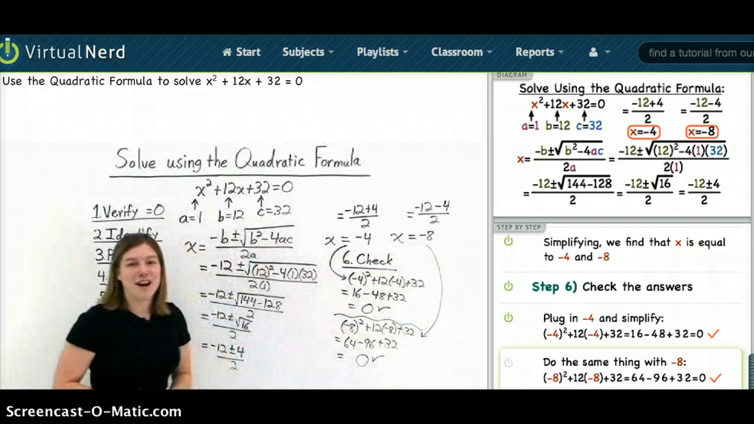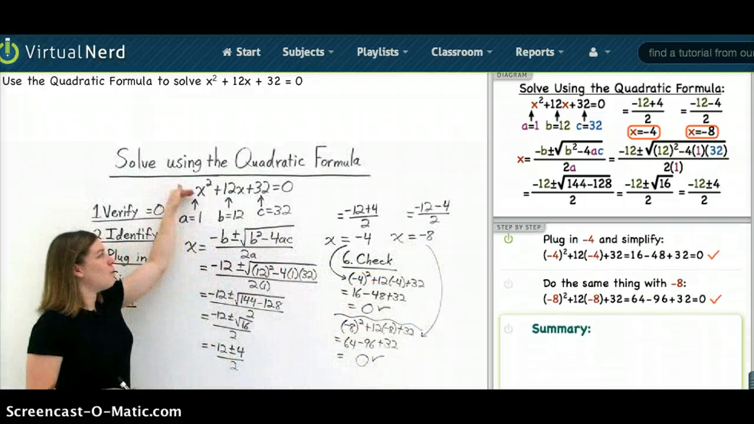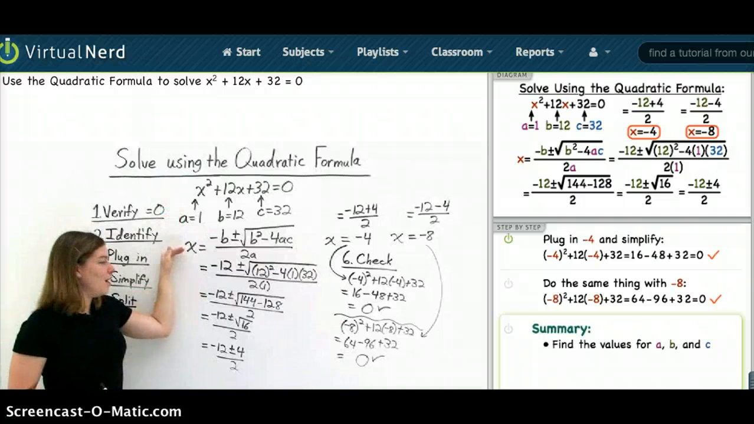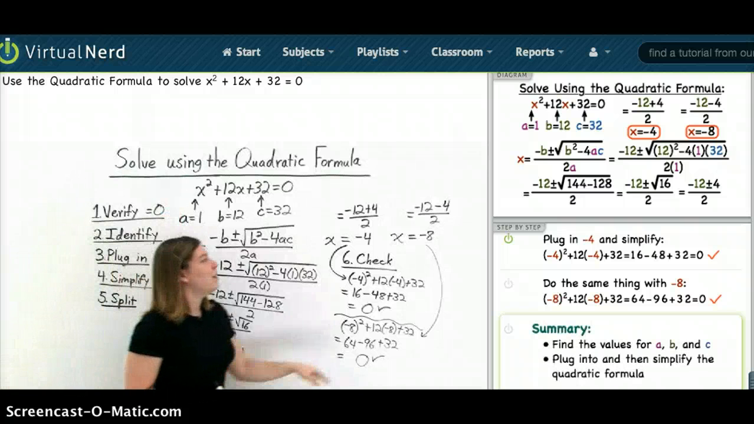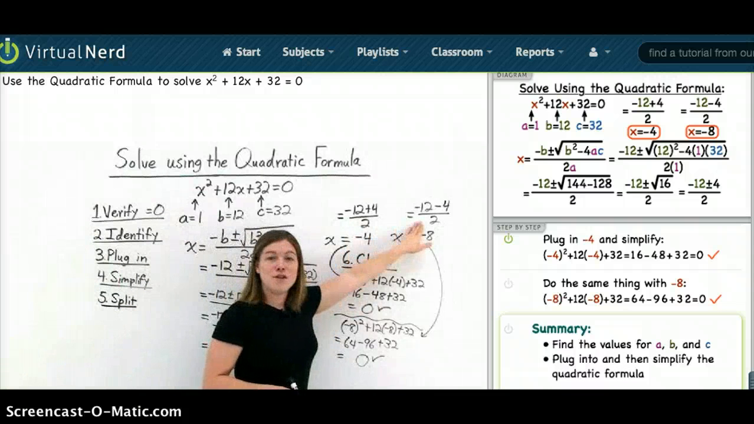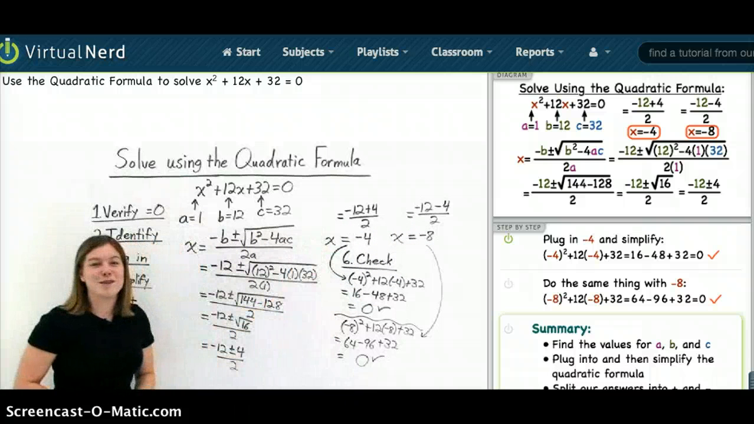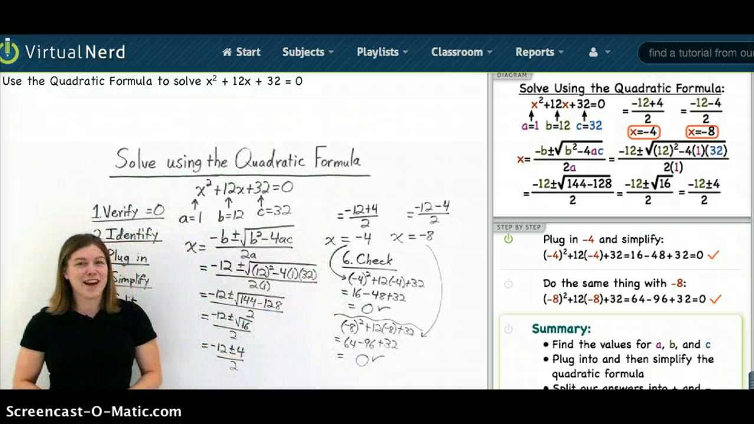So now we found our answers. We took our original equation, found a, b, and c, then used the quadratic formula in order to simplify, split our answers into the two different answers, then checked our answers, and found the answers to be x equal to negative 4 and negative 8.